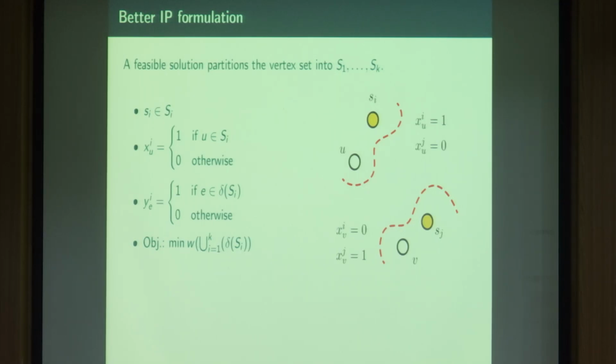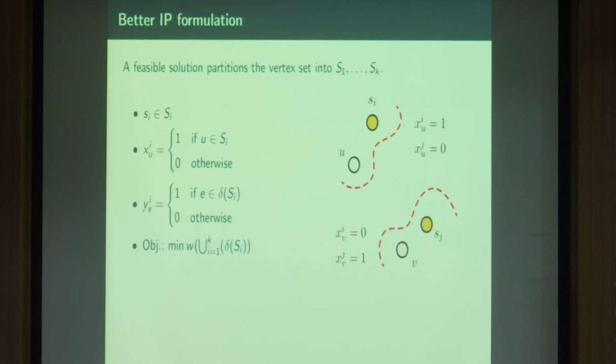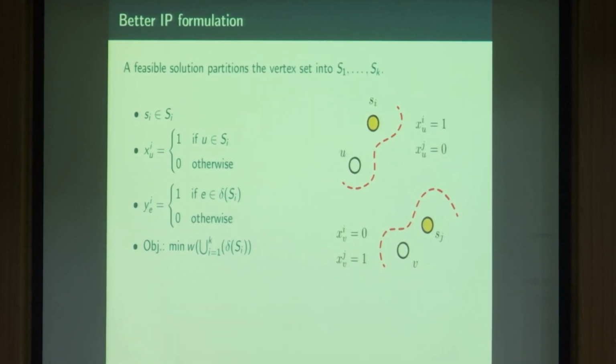Okay, so let's try to find a better IP formulation. If you think about it, what happens in the multi-k-cut problem is that you basically partition the vertex set into k parts if you have k terminals. Every terminal has its own part, and that means that for every vertex I can introduce binary variables x_i^u, denoting whether the given vertex u goes to the i-th part. So x_i^u for a given vertex u encodes whether this vertex u will go to the part of the i-th terminal or not. This is the idea. And once you have this, how can we characterize the edges that are cut? For the edges as well, I can introduce variables y_e^i, denoting whether the given edge is in the cut corresponding to the i-th part.